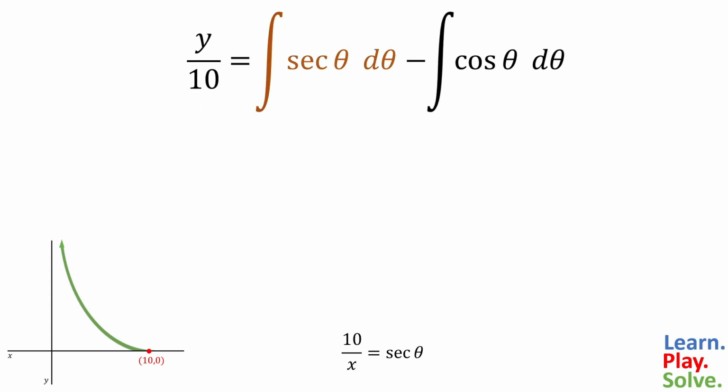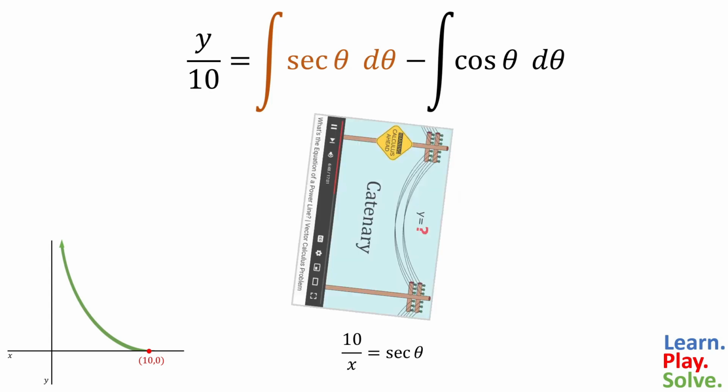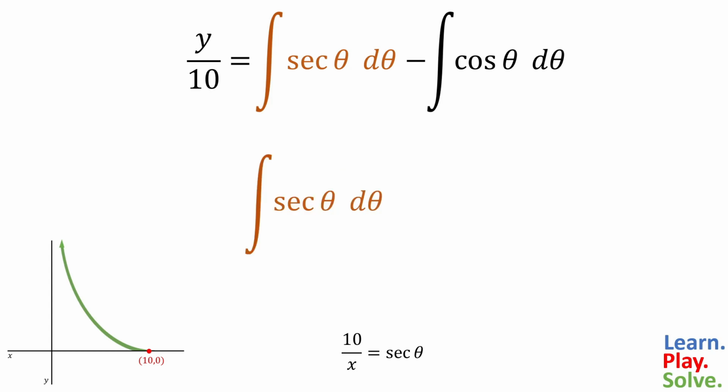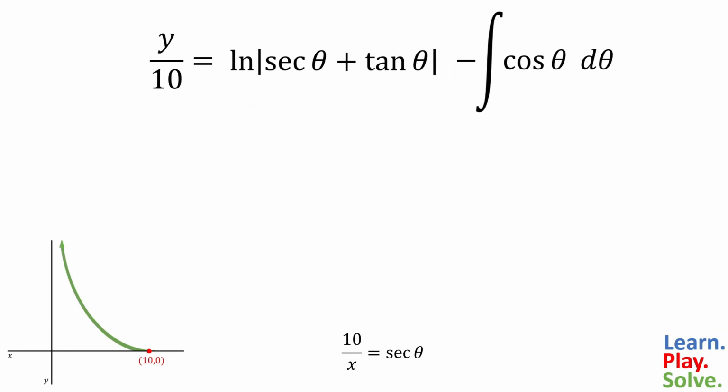The antiderivative of secant is a fairly common one. It's found on most basic integration tables that contain trigonometric functions. I demonstrate how you can solve it on your own in this video, precisely at the 6-minute and 48-second mark. I'll put a link in the description. It ends up being the natural log of secant plus tangent. That gives us the first one. And if you're still watching this video, you probably already know the antiderivative of cosine is sine. And let's not forget c.